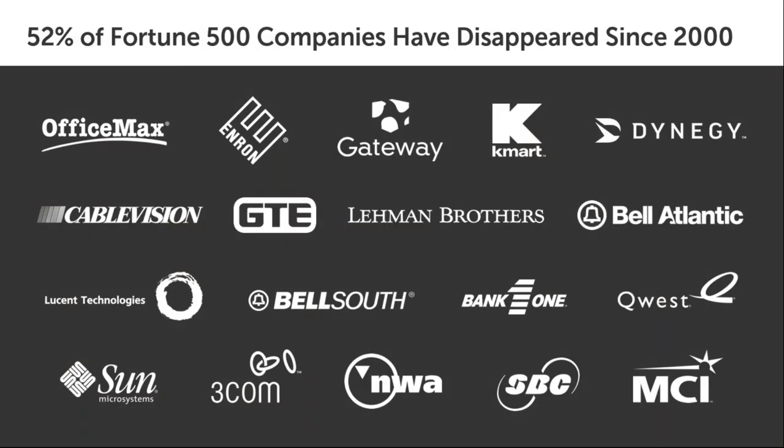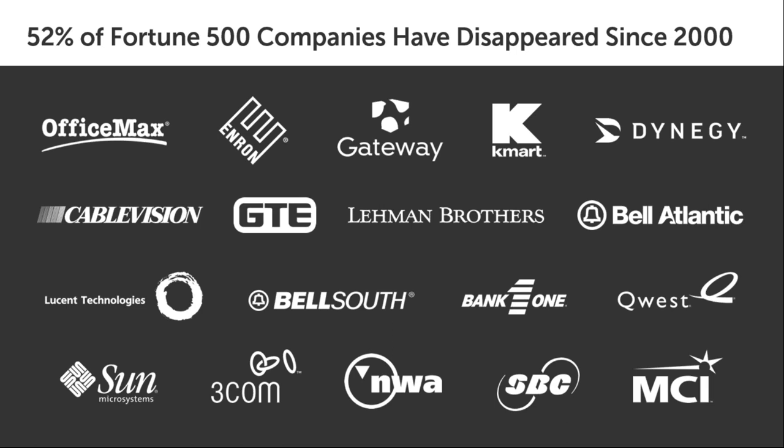Now, even before we get into understanding in detail what RPA is, let's see why we are doing what we are doing and why it is even required. As you can see in the slide, 52% of Fortune 500 companies have disappeared since 2000. Why is that happening? A lot of them got acquired. A lot of them were replaced by companies which are digital native, who have the ability to have efficient processes and are able to provide better services.